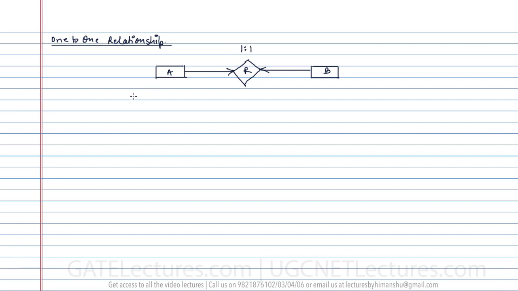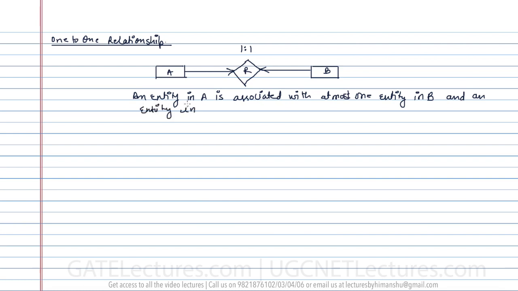In a one-to-one relationship, an entity in A is associated with at most one entity in B. And an entity in B is associated with at most one entity in A.